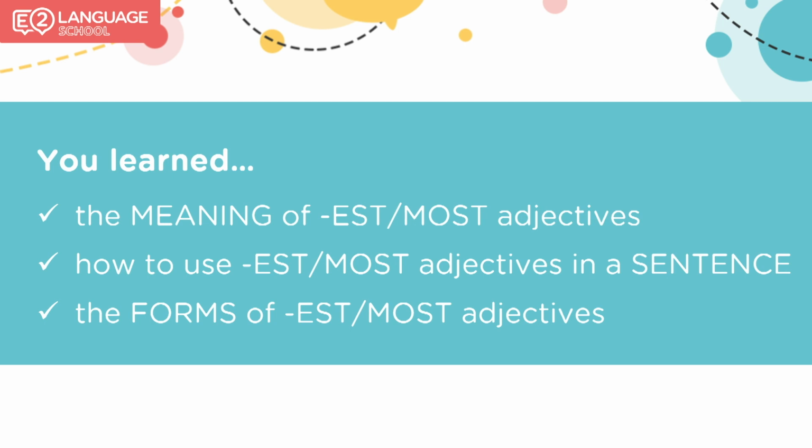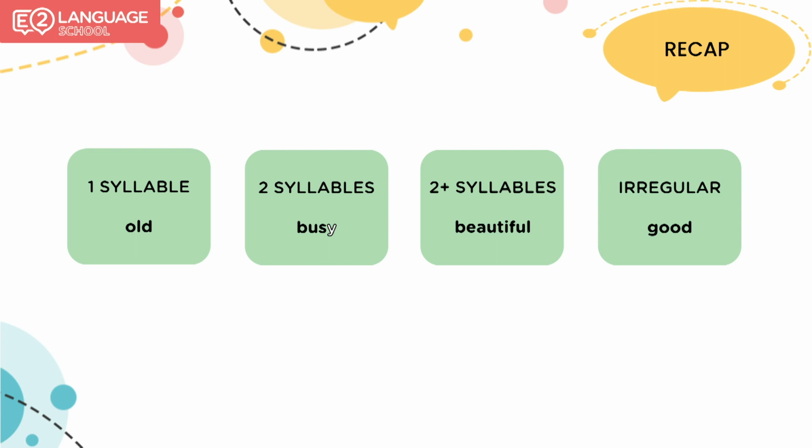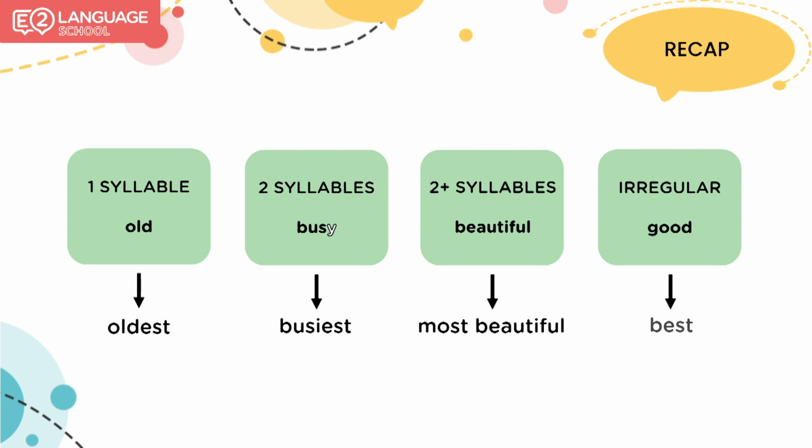To recap our lesson, we learned the meaning of est and most adjectives. We learned how to use them in a sentence and their 4 different forms. So here are the forms once again. We have 1 syllable old, which becomes oldest. 2 syllables that end in Y, busy turns into busiest. 2 or more syllables, so here we have beautiful, that becomes the most beautiful. And then lastly, our irregular adjective, good, which turns into best.